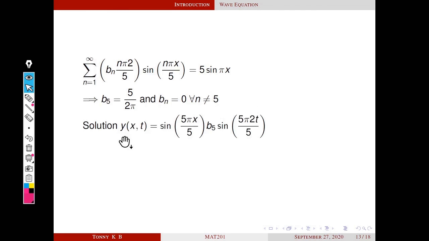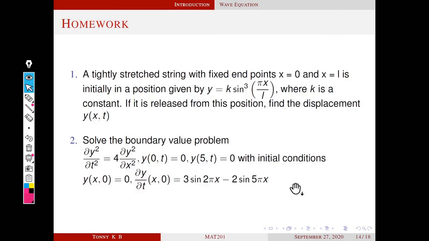So the solution y(x,t) becomes sin(5πx/5) into b_5 sin(5π·2t/5). So y(x,t) equals, what is our b_5? b_5 is 5 by 2π. So 5 by 2π, and this is sin πx into sin 2πt. So this is the final solution of this problem.